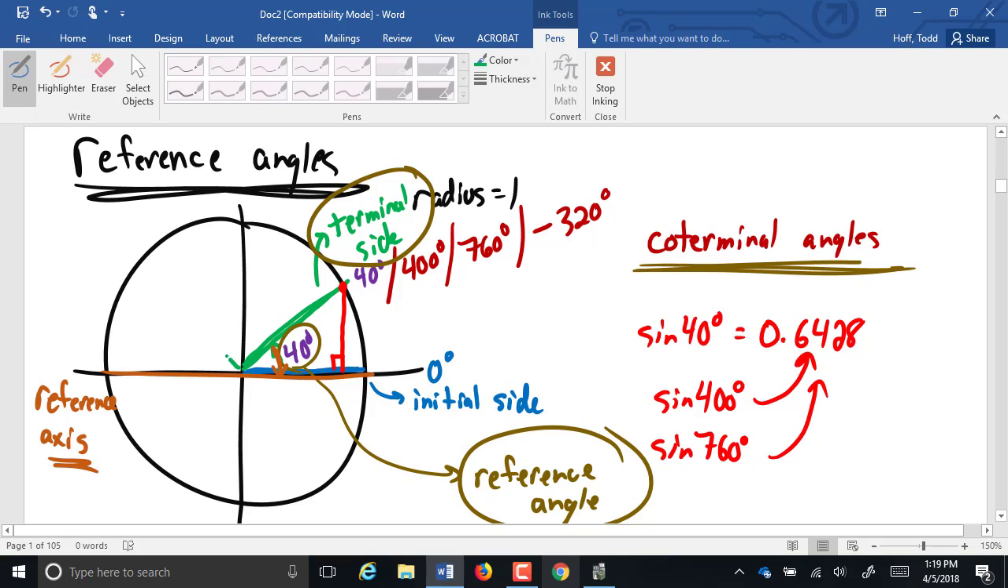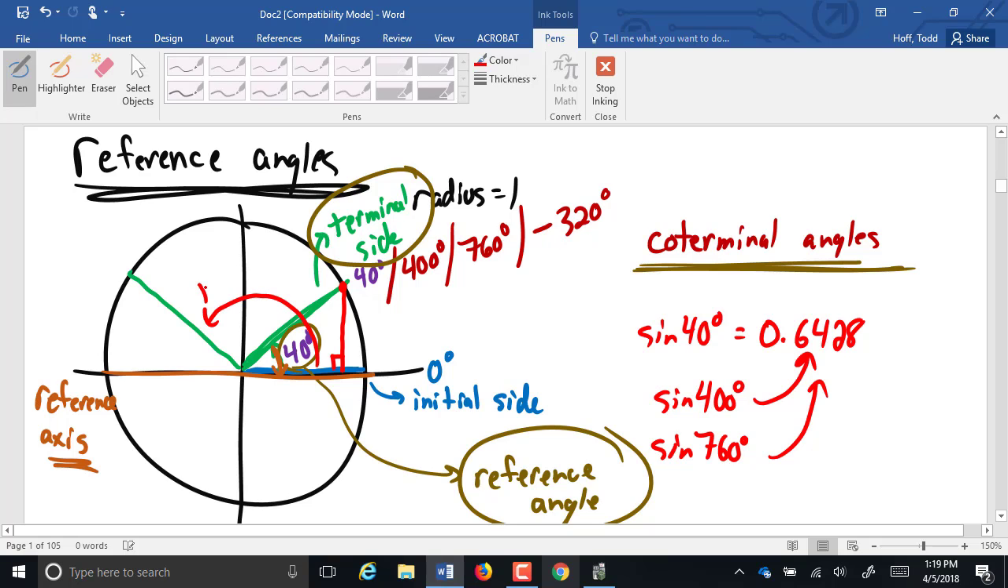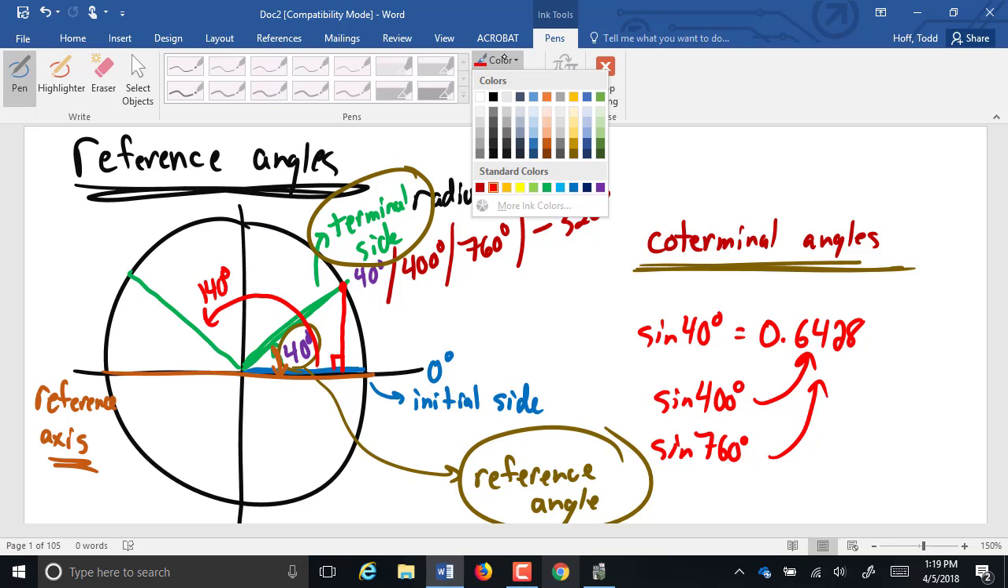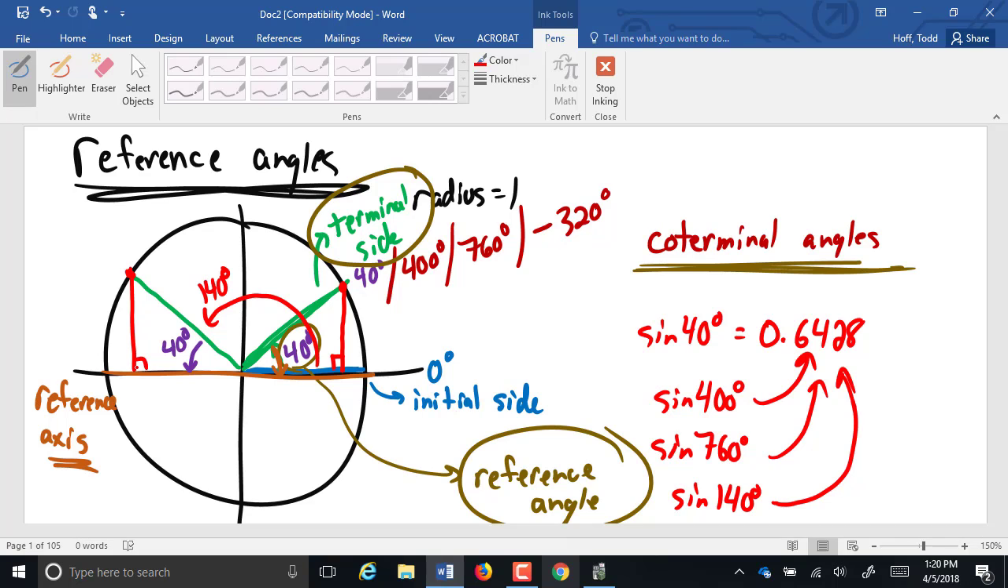So let's say my terminal side is over here. In fact, let's give that angle a value of 140 degrees. Its reference angle is right here. What's that reference angle going to be? 40 degrees. Why is that significant? What's the sine of 140 degrees going to be? The same, because it has that same reference angle. Angles that have the same reference angle will either have the same sine or opposite signs. What do I mean by opposite? Well, same number, one's positive, one's negative.